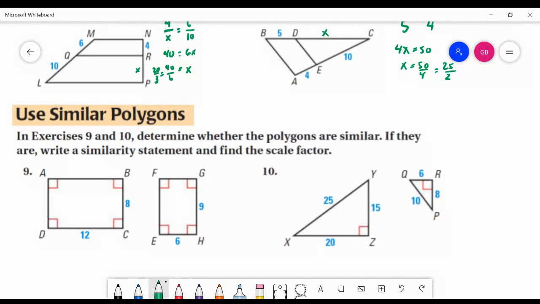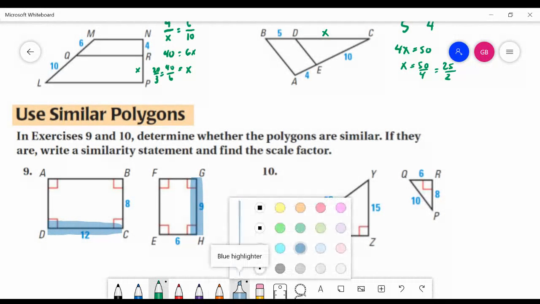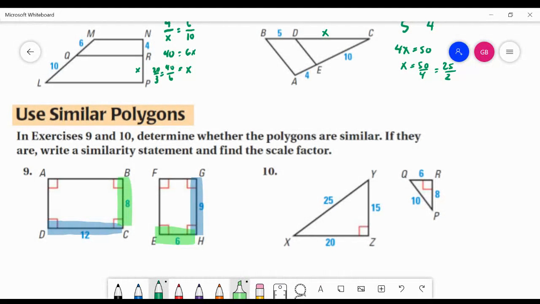Next, similar polygons. In exercises 9 and 10, determine whether the polygons are similar. If they are, write a similarity statement. Okay. So this rectangle, you can see one rectangle is kind of rotated. So you have to visualize which one corresponds with which. So this longer side corresponds with this one, and then the shorter side corresponds with the shorter side of the other one.